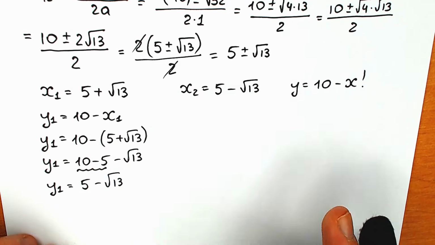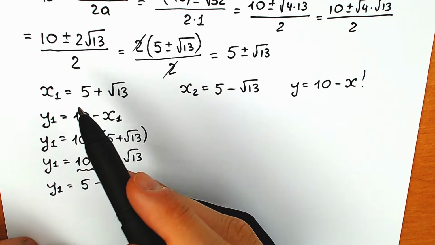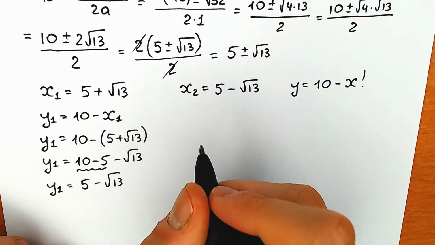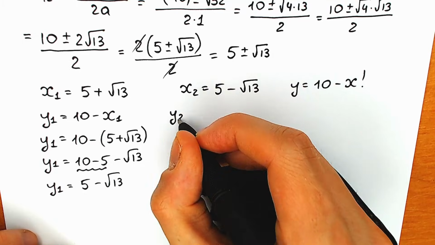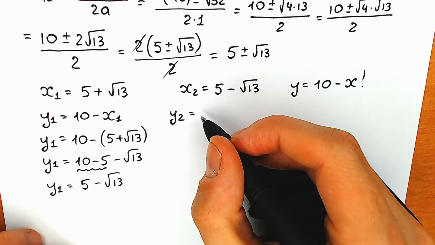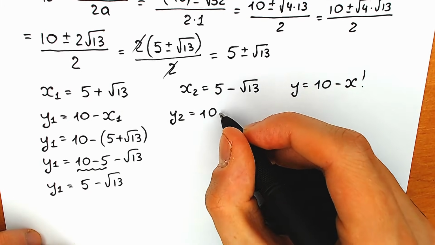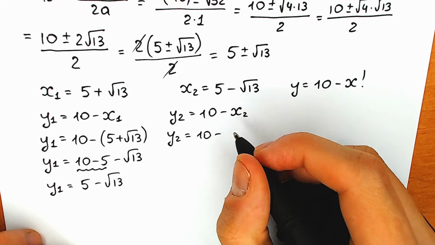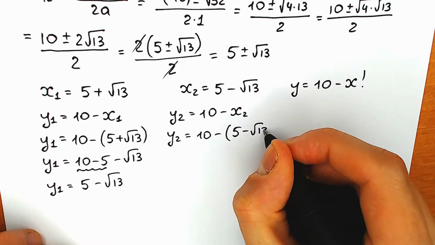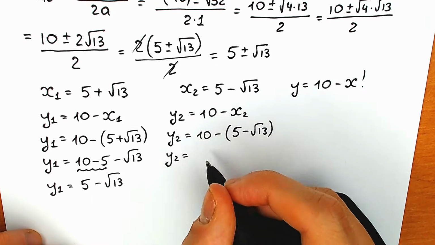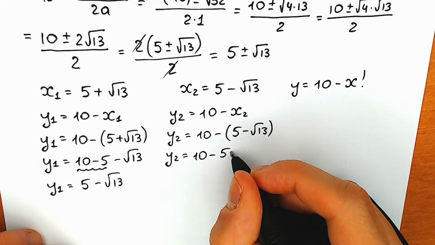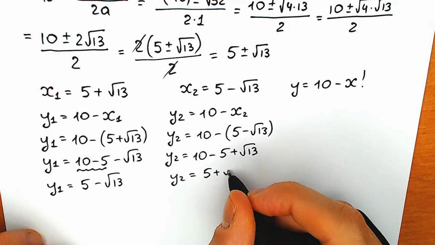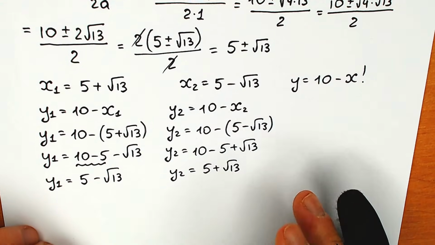And you can see a symmetry. Yeah, we have symmetrical answers. Right here, 5 plus square root of 13. Right here, plus minus square root of 13. So it looks like y second will be absolutely the same, but let's check it. So we have y second equal to 10 minus x second, this one, 5 minus square root of 13. And yes, we will have absolutely the same answer. So 10 minus 5 and plus square root of 13. So y second equal to 5 plus square root of 13. So we have our final answer to this question.